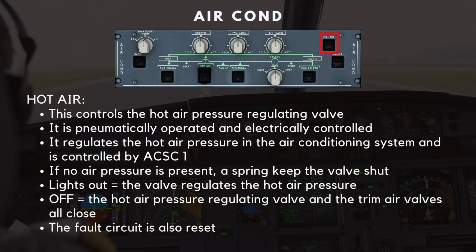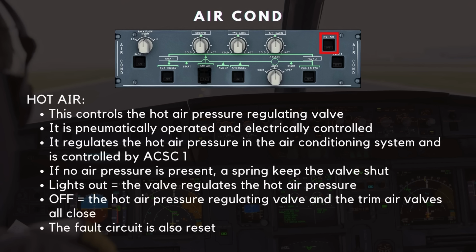The final button on the air conditioning panel is the hot air push button. This controls the hot air pressure regulating valve, which is pneumatically operated and electrically controlled. It regulates the hot air pressure in the air conditioning system and is controlled by ACSC1. If no air pressure is present, a spring keeps the valve shut. In its default lights out position, the valve regulates the hot air pressure.